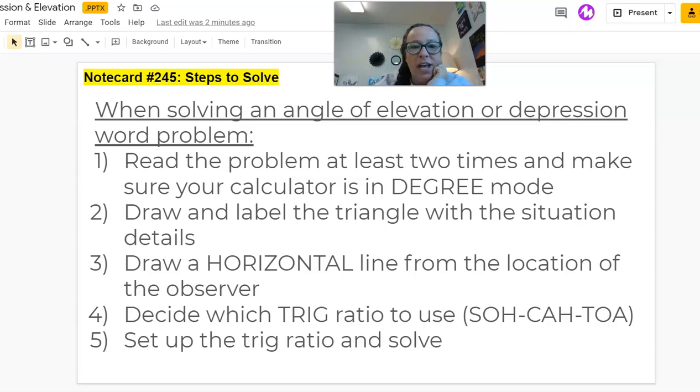Draw and label the triangle with the situation details, whatever it gives you. Draw a horizontal line from the location of the observer, whatever it is, and make sure you've got all the information. Then decide which trig ratio to use, SOH, CAH, or TOA, and then set up the trig ratio and solve. Pause me and finish up note card 245.